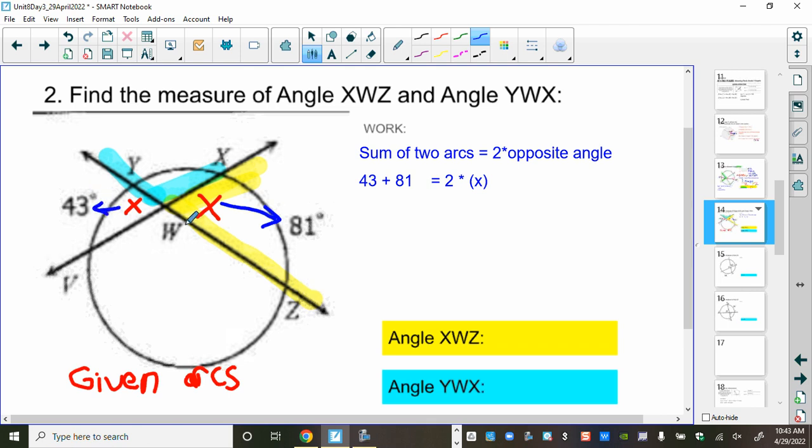So what I would do, in fact, I think it might be easier: anytime you get the arc, draw a line towards the opposite angle. That's going to tell you which angle we need. And vice versa, if you're getting the angle, draw it out to the arc. So 43 plus 81, 124, equals 2 times x. Now, how do we get x?